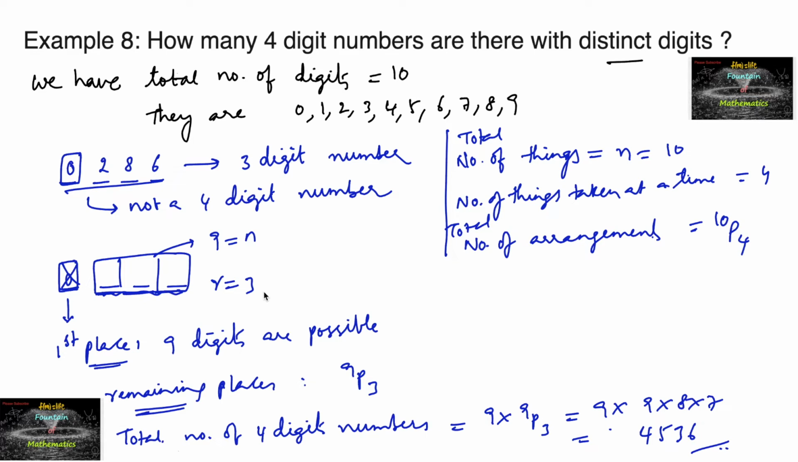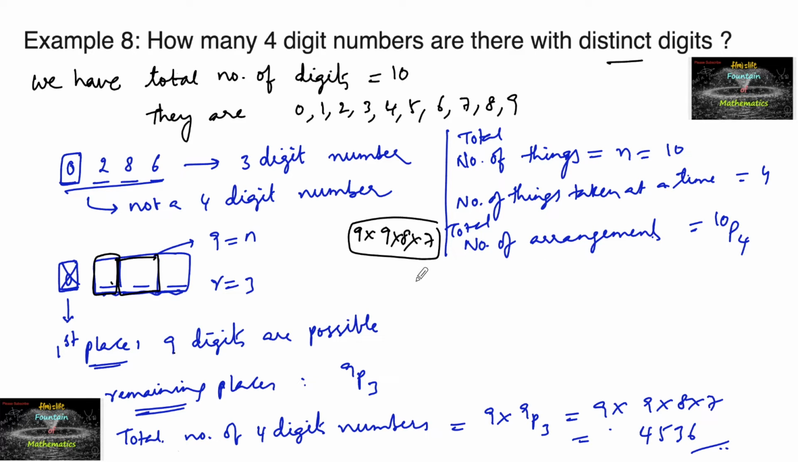Or by using the multiplication principle, without using nPr, we can give the answer. The first place is occupied by 9 choices, since 0 cannot be placed in the first place, so 9 digits are possible. For the second place, one digit is already occupied, and any of the digits can occupy it, so again 9 out of 10. For the next place, if 2 digits are occupied, 8. If 3 digits are occupied, then 7. So 9 into 9 into 8 into 7, this is the answer by the multiplication principle.